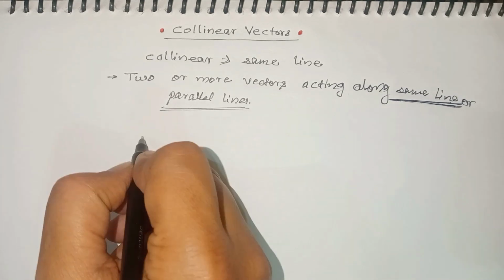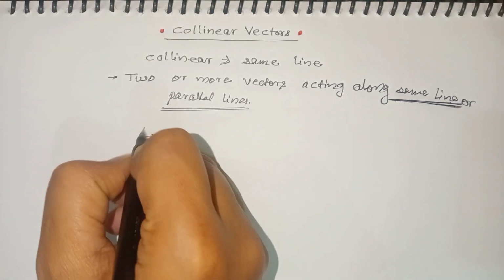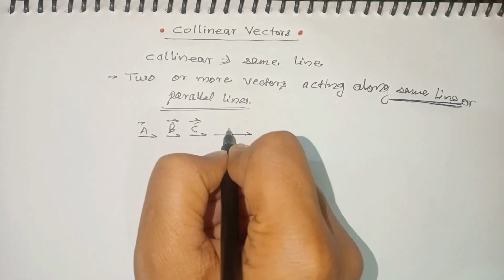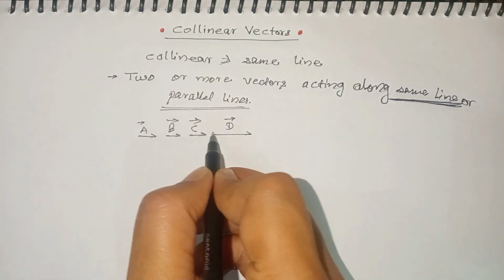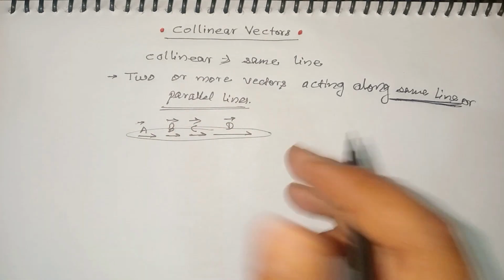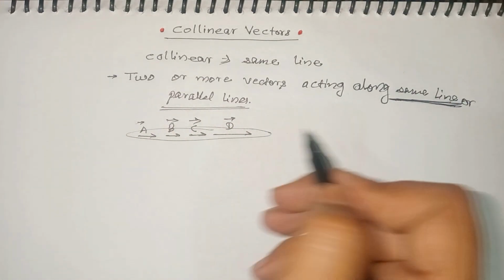Okay, that is, you can say this is vector A, this is vector B, this is vector C, this is vector D. What is this? All are acting along the same line, so all the vectors are collinear. They are acting in the same line.